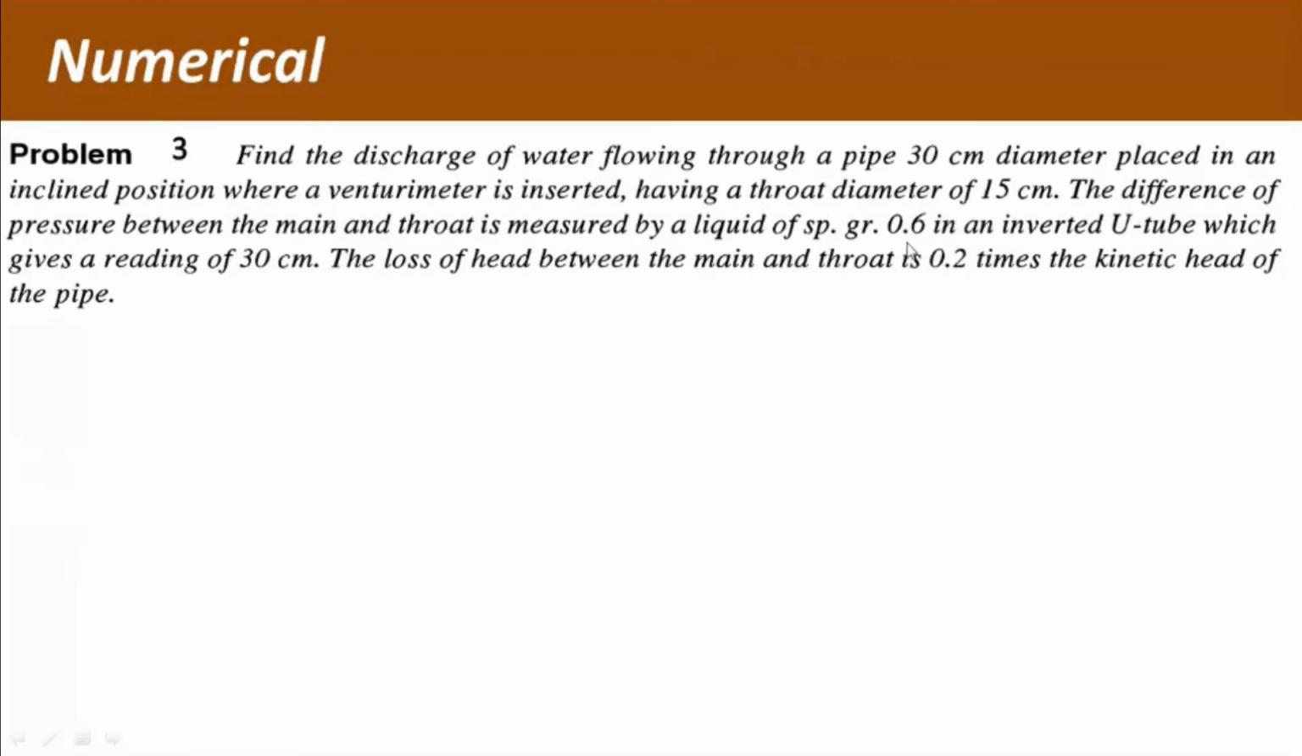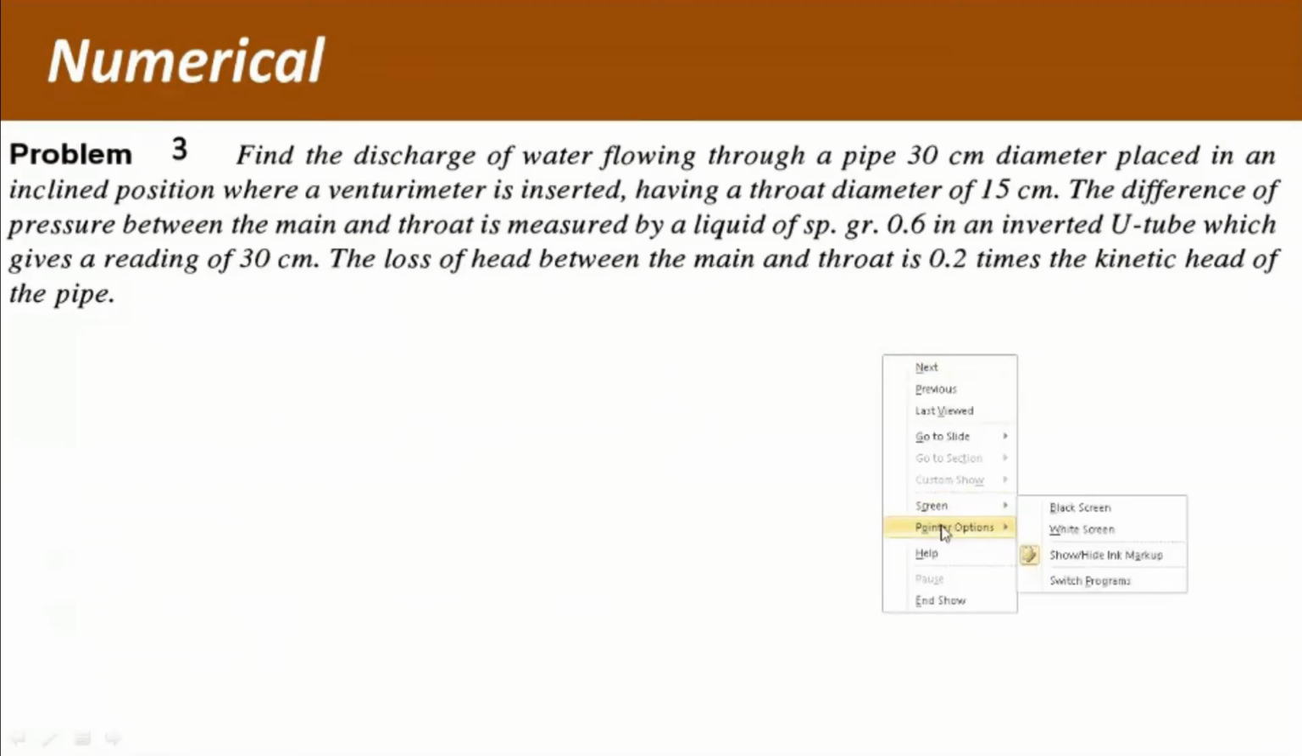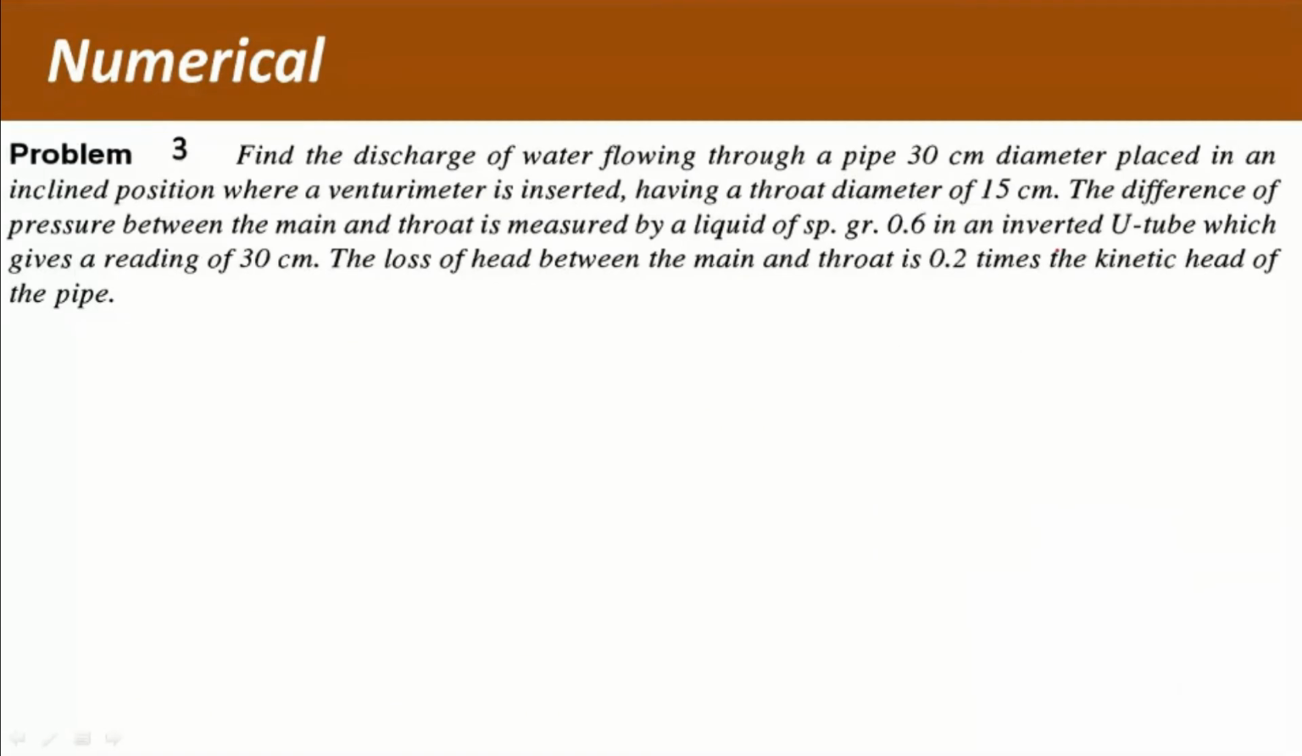ओके, सो बेसिकली यहाँ पे जो फ्लूइड यूज किया है, ओके, मेजरमेंट के लिए, वो फ्लूइड का स्पेसिफिक ग्रेविटी है 0.6 और हमारा गिवन फ्लूइड वाटर है. तो बेसिकली स्पेसिफिक ग्रेविटी ऑफ मेजरिंग फ्लूइड it is less than the specific gravity of water. So basically यहाँ पे हम कौन सा ट्यूब यूज करेंगे, इन्वर्टेड यू ट्यूब मैनोमीटर. ओके, सो बेसिकली यहाँ पे हम इन्वर्टेड यू ट्यूब मैनोमीटर यूज कर रहे हैं और रीडिंग कितना है 30 सेंटीमीटर.